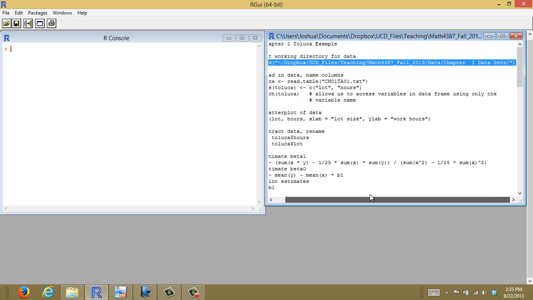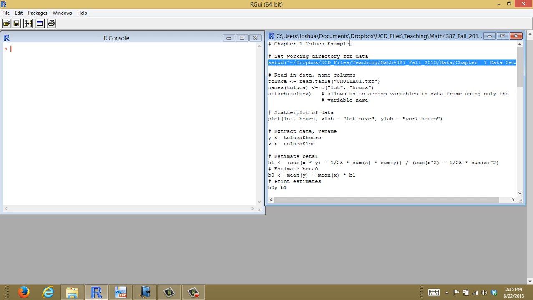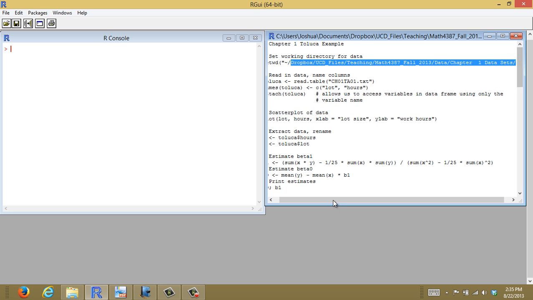A key detail that I want to point out, though, is that R has to know exactly where the file is located. So the first thing I did was I set my working directory. The working directory is really where R is going to look for any data or any information that you want to provide with R. So the data is in this folder on my computer. So it's in my Dropbox folder, in the UCD files folder, in the teaching folder, and the folder for this class, under data, under chapter 1 data sets.